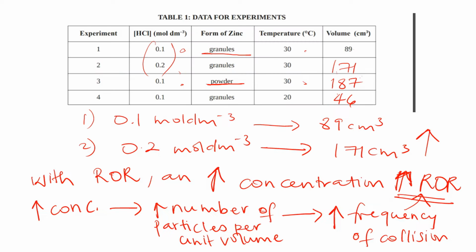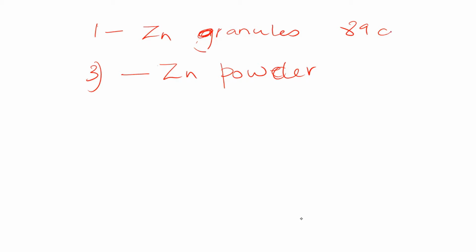So what happened with the volume? Experiment 1, we have 89 cm cube, and experiment 3, we have 187 cm cube. So we're seeing an increase in the volume of gas liberated. So therefore the rate of reaction must have increased, right? So we're seeing an increase in the rate of reaction. But why is this so? So what happens when you change the zinc from granules to powder?